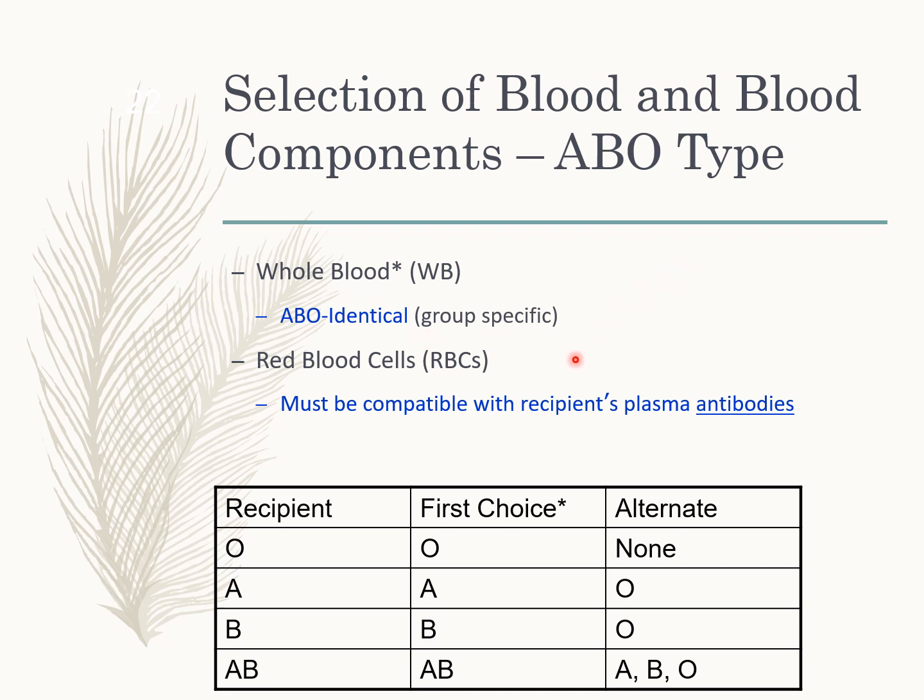If you're selecting for red cells, if the recipient is O, you want to choose an O because that recipient has anti-A and anti-B. So if they're transfused with an A or B unit, those antibodies are going to bind to those red cells.